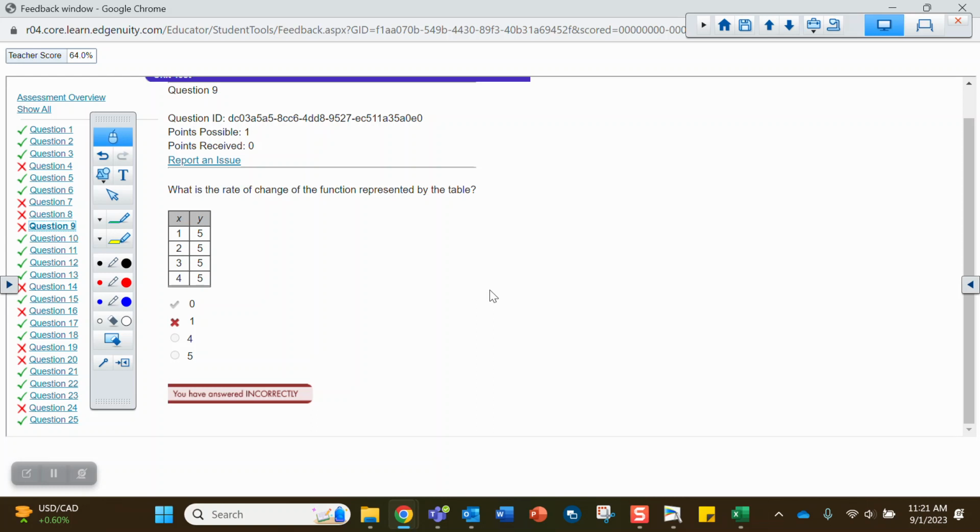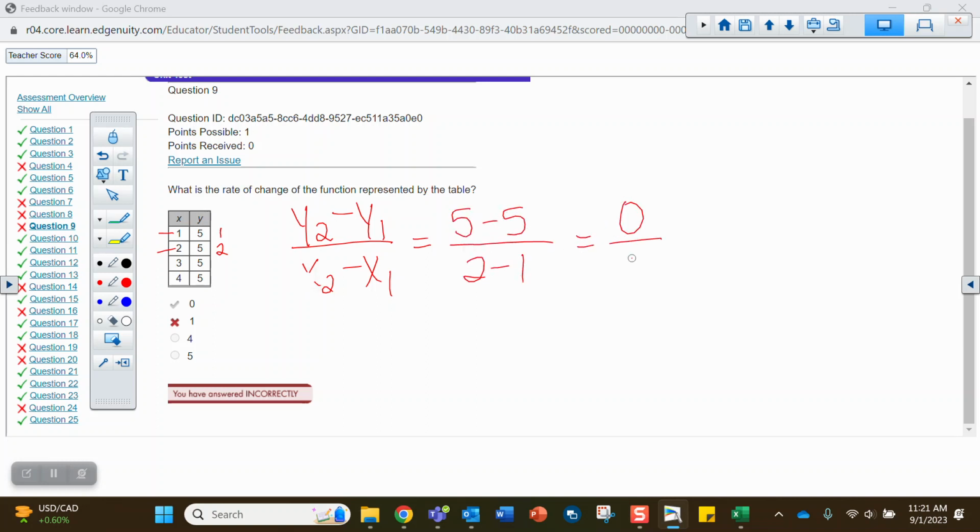What's the rate of change? Rate of change is the same thing as slope. So you take any 2 ordered pairs you want. I'll do this one is 1 and this one is 2, so 5 minus 5 over 2 minus 1, that's 0 over 1, or just 0. The rate of change here is 0.